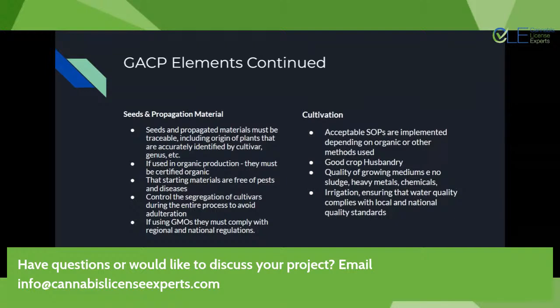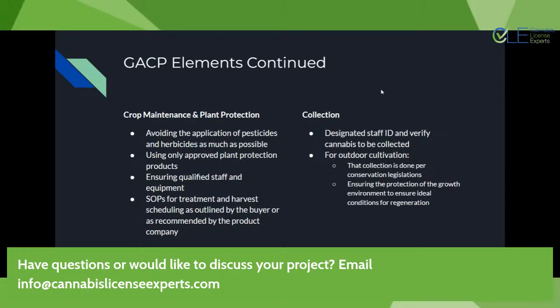Quality of growing mediums, i.e., no sludge, no heavy metals in the soil, chemicals, or pesticides, and no runoff from other farms if you're doing an outdoor grow. These are all things that need to be considered and recorded. And of course, plants love their water, so make sure your irrigation, including your water quality, meets your national and local requirements, as well as any other requirements your customers are looking for. And believe me, some of them have some pretty stringent requests.